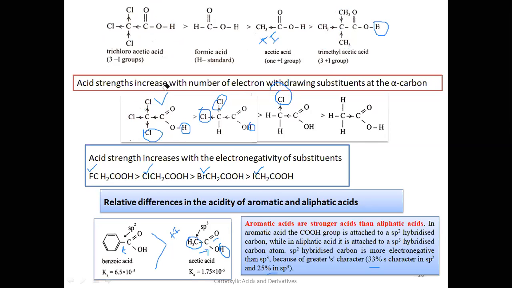Okay, first let me erase this one. So this acidic strength is very important in the competitive exams. They will give different substituents and they'll ask you the order of acidity, so you have to choose the correct answer. This is very important in the competitive exams.